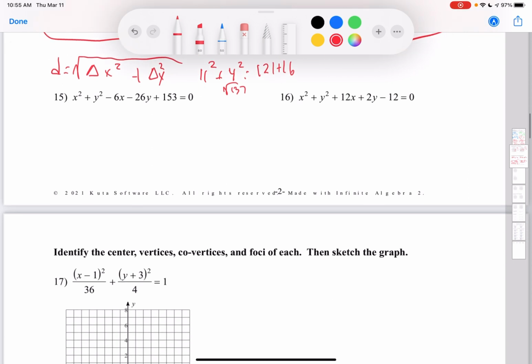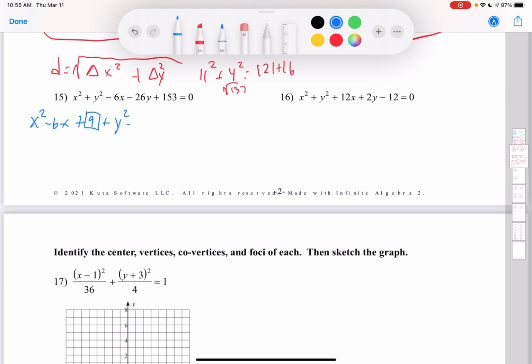Okay, now with number 15, we have to write it in standard form. It's not in standard form right now. So we've got to complete squares. So we're going to put our x's together. I'm going to save some time. We should be getting pretty good at these now. So x squared minus 6x. We've got to complete that square. So half of 6 is 3, so we're going to add 9. Plus, so that's my box, that's plus 9.